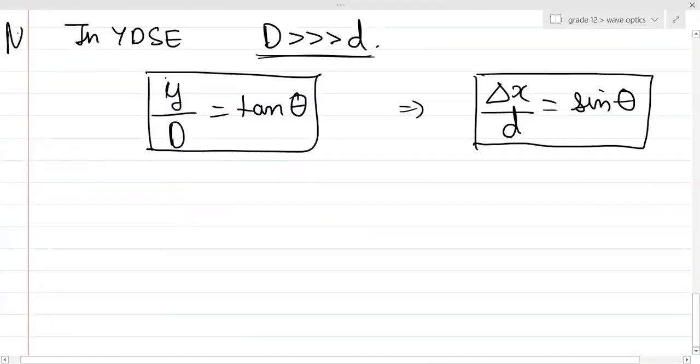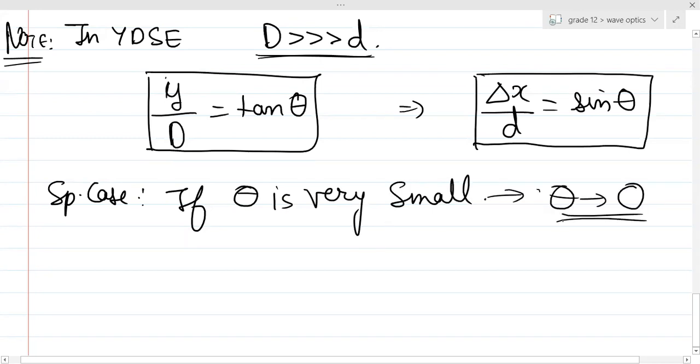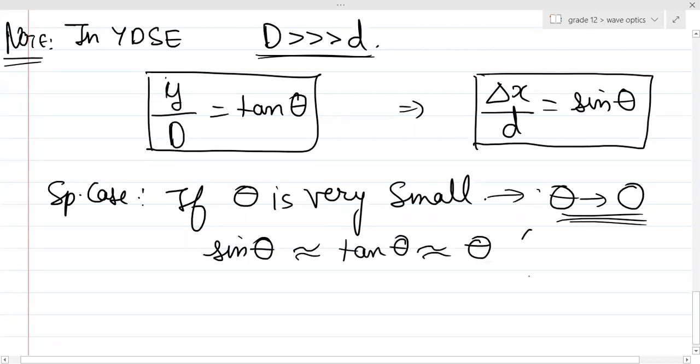So basically, this is the final result which we need to remember. In Young's double slit experiment, y by capital D is basically tan theta and delta x by d is equal to sine theta. Special case: if theta is very small, basically theta is tending to 0, then we can use approximation. In that case, sine theta will be approximately equal to tan theta, approximately equal to theta, but in radians, right?